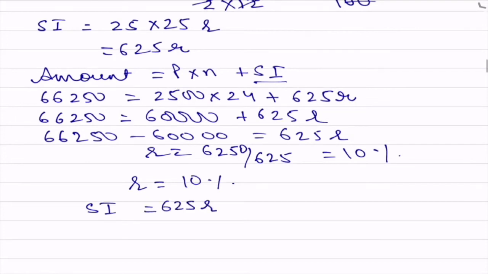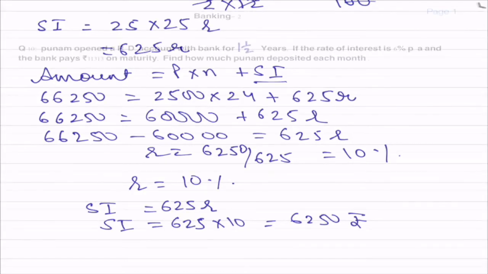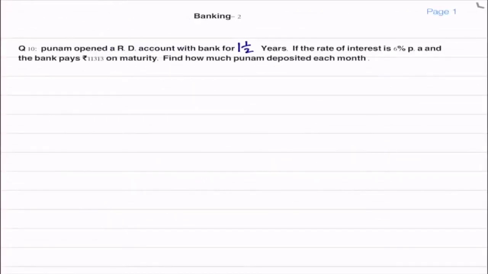Simple interest was 625 R. Put the value of R, so that is 6,250 rupees. So this is the value of simple interest. The question is, Poonam opened a RD account with the bank for 1.5 years.